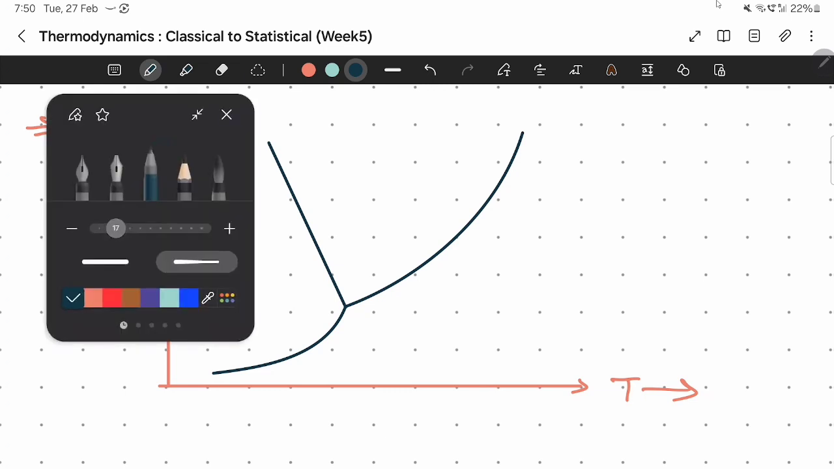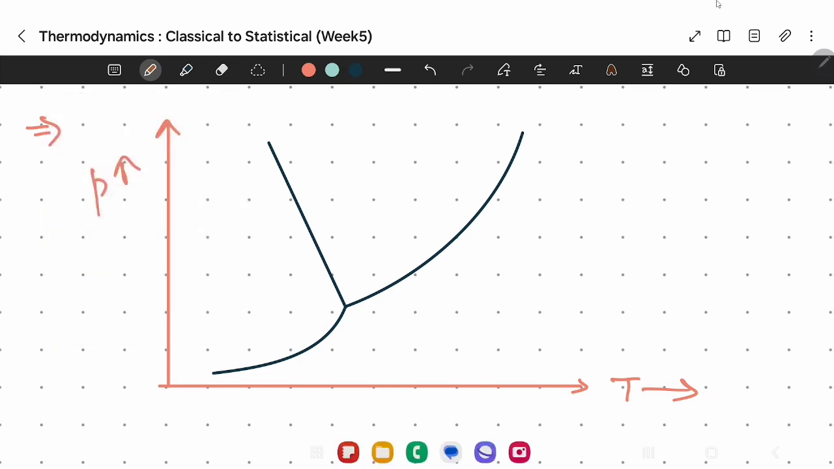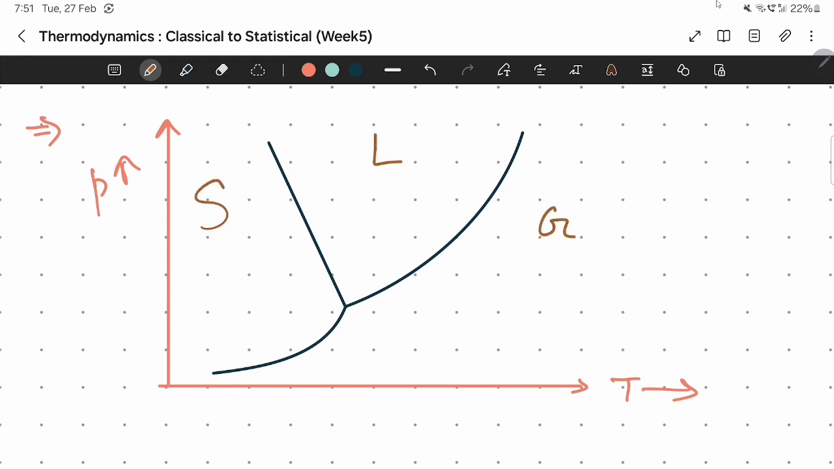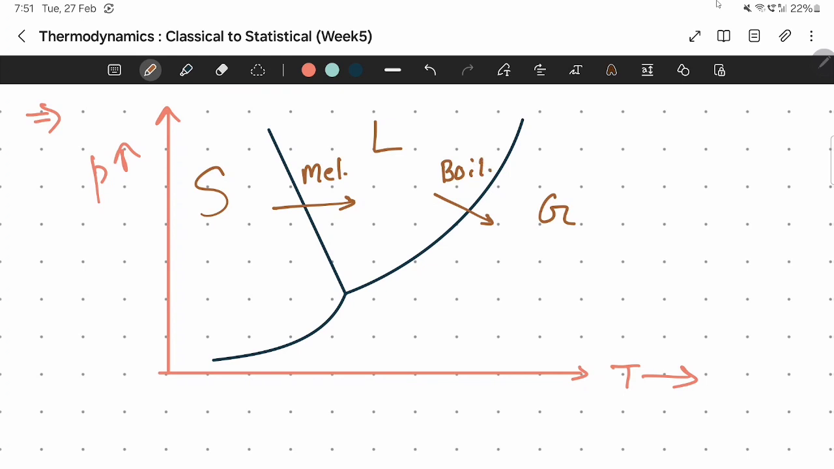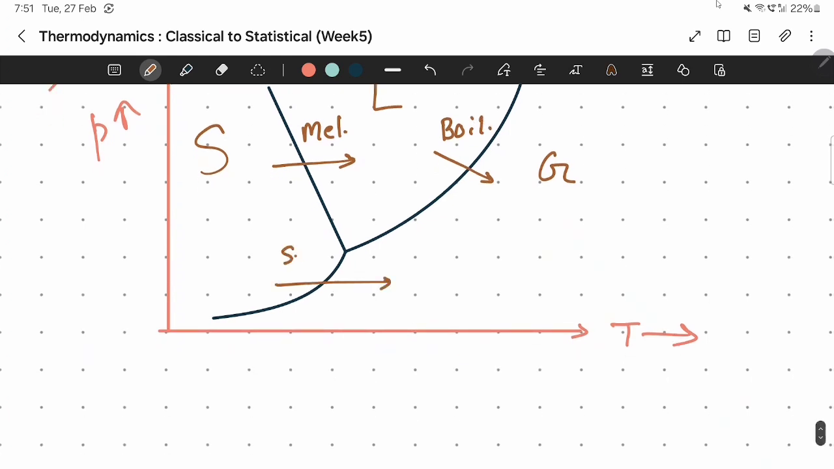So this is solid, this is liquid, this is gas. Now this transition, solid to liquid, is melting, or the reverse one is fusion. This is liquid to gas. This liquid to gas is boiling, and solid to gas is sublimation. So they want to know which species will sublime.